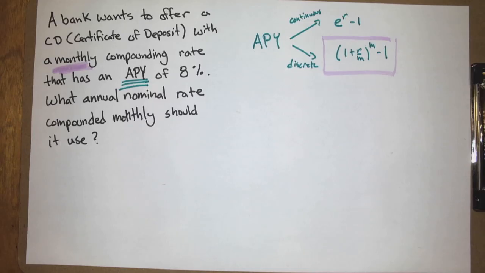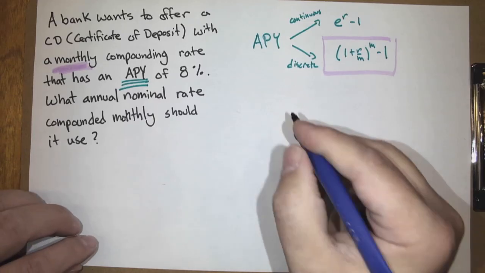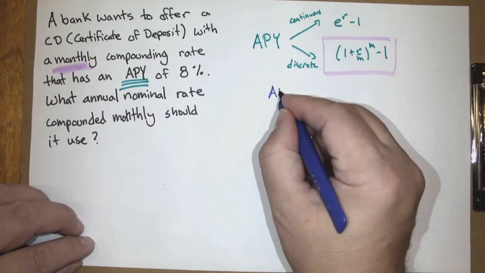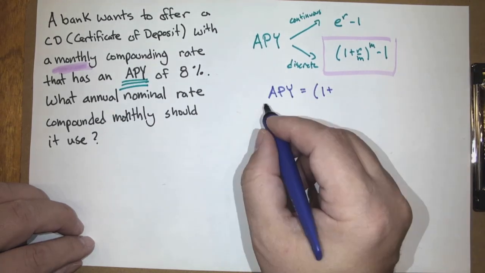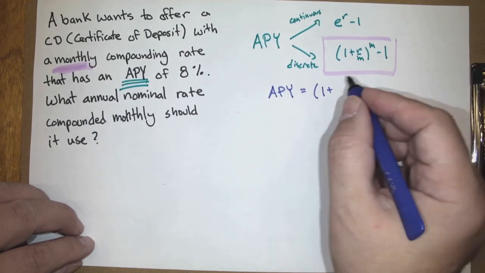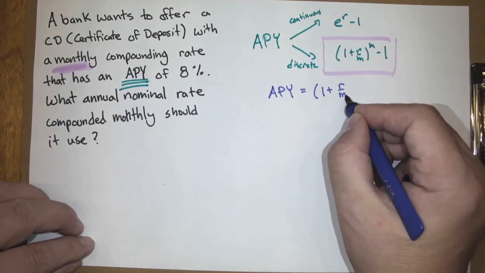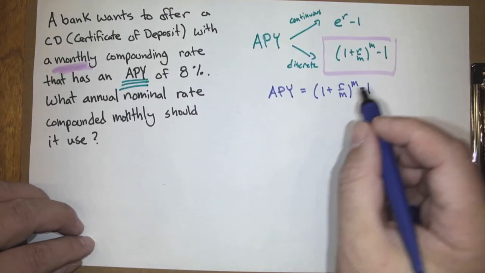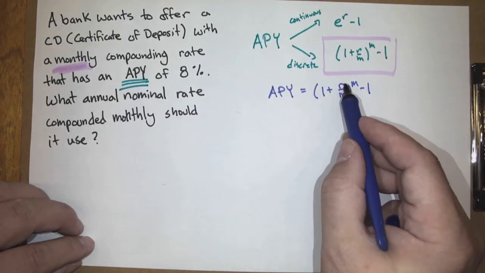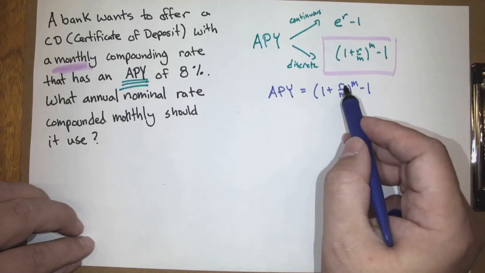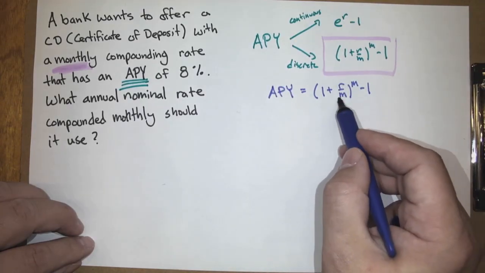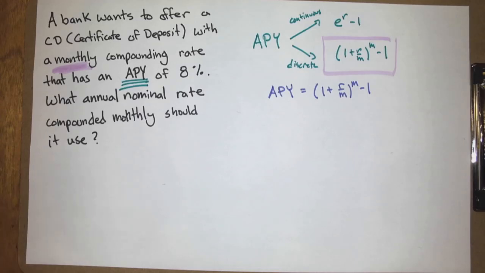Okay, so let's think about what we know. We have our basic formula, our annual percentage yield. These are not three things, this is one thing. 1 plus r over m to the m minus 1. So there's three things here: this rate, the annual percentage yield, this rate, r, and then this, m. Which things do we know? Which things do we not know?